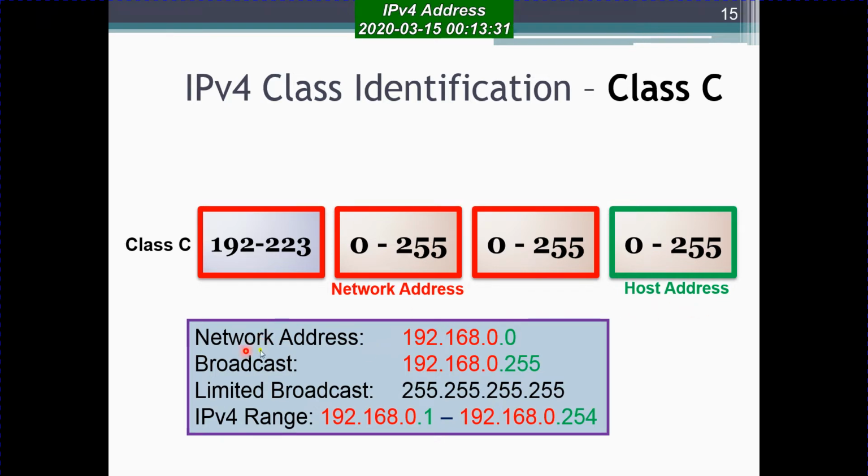Now this is an example of a network address, 192.168.0.0. You see the 0 here in the host address field is zeroed, so here we're talking about the network address. But if we set all the bits to 1 here, we are generating the broadcast address for this network. Now limited broadcast is the same as before, and this is the range of IP addresses that belong to this network address: 192.168.0.1 up to 192.168.0.254.